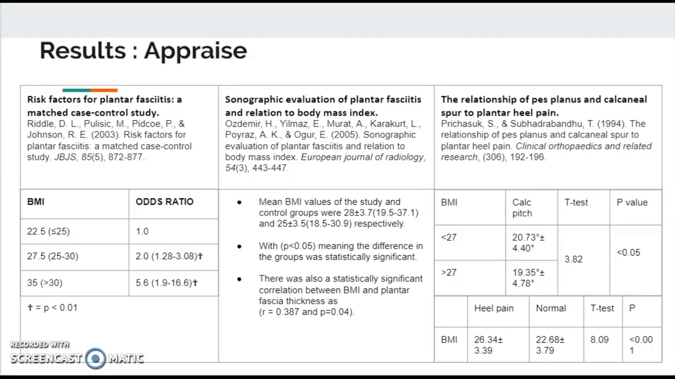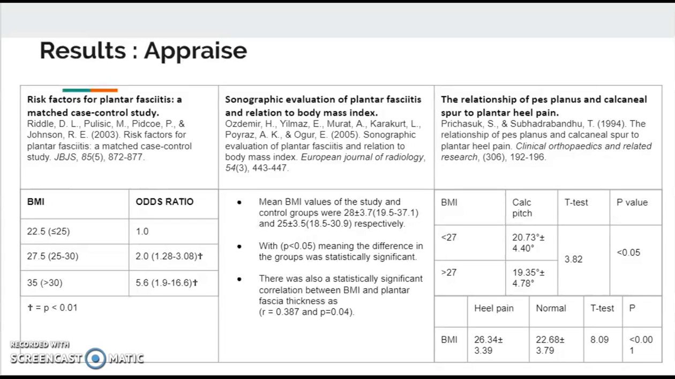Displaying confidence intervals that do not drop below the value of 1, as well as a p-value of 0.01, means that the results are statistically significant and that less than 1% of the results occur due to chance. The second study, conducted by Ozdemir, also displayed statistically significant results showing a positive correlation between BMI and plantar fascia thickness, as R equals 0.387 and the p-value is 0.04, meaning that 4% or less of the results had occurred due to chance.